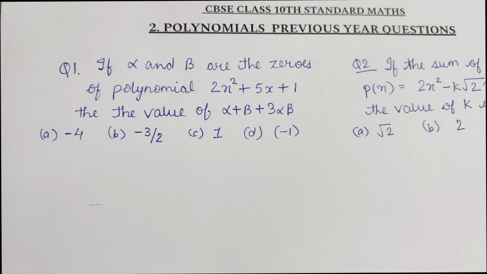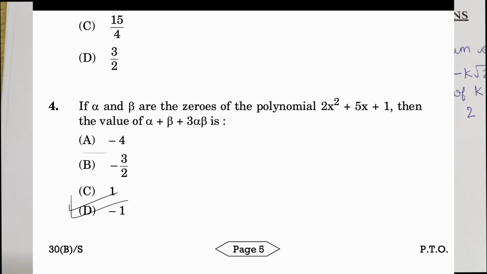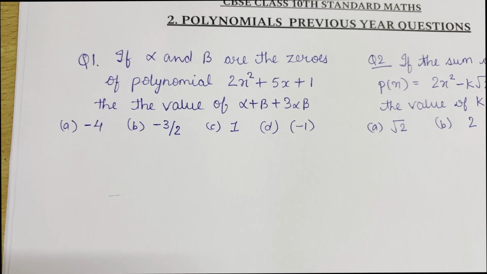This is an MCQ type question, multiple choice question. The question says: if alpha and beta are the zeros of the polynomial 2x square plus 5x plus 1, the value of alpha plus beta plus 3 alpha beta is.